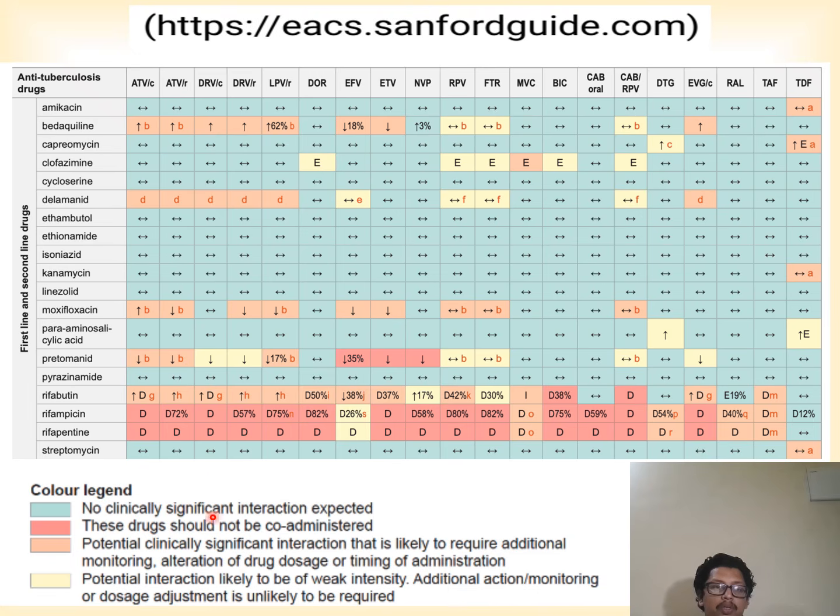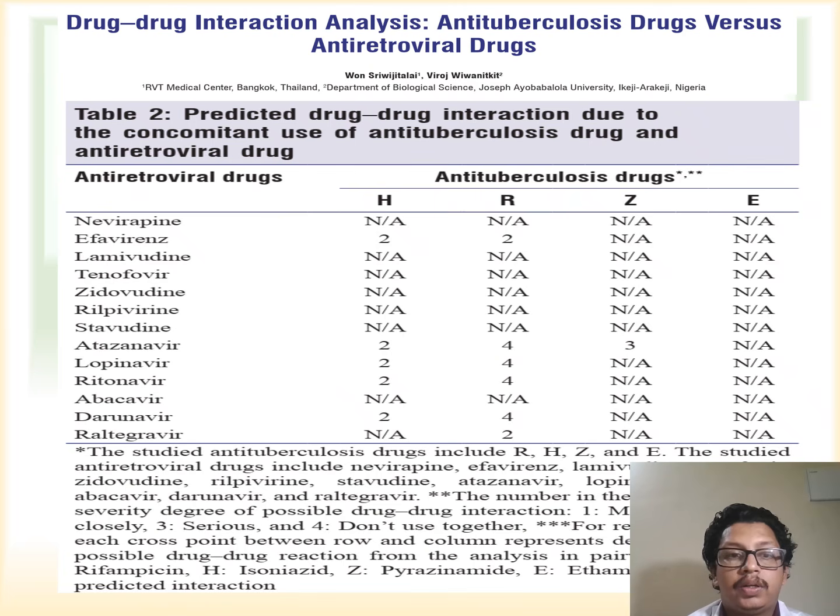The green shows no clinically significant drug interactions expected between these drugs. Red shows that these drugs should not be co-administered. Orange shows a potentially clinically significant interaction that is likely to require additional monitoring, a change in drug dosage, or timing of administration. Yellow shows a potential interaction likely to be weak in intensity, where additional action, monitoring or drug adjustment is unlikely to be required. So this table represents the drug-drug interactions between antitubercular drugs and antiretroviral drugs.